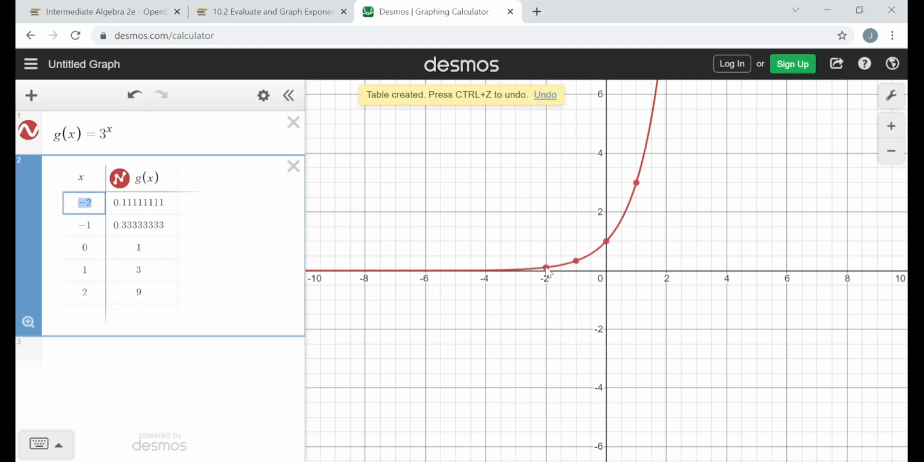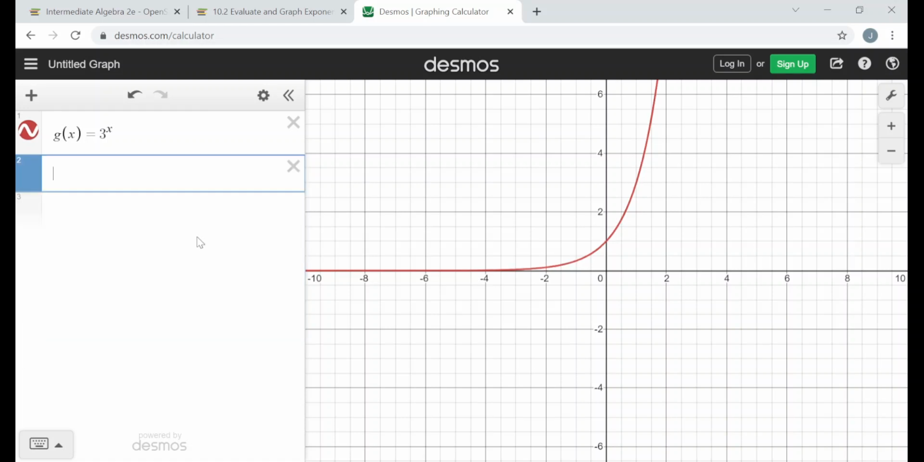See? There's -2. Now see, it's 0.111111111. That's 1/9 as a decimal. And then here's -1, 0.333333. That's 1/3 as a decimal. We plotted those on our graph by hand. Here's 0, 1. 1, 3. And you see in the table 2, 9. 3, 27, and so on. Now notice, let me get rid of the table now.